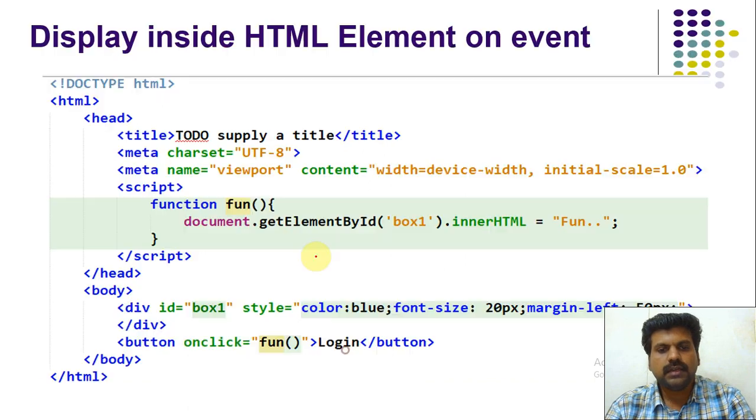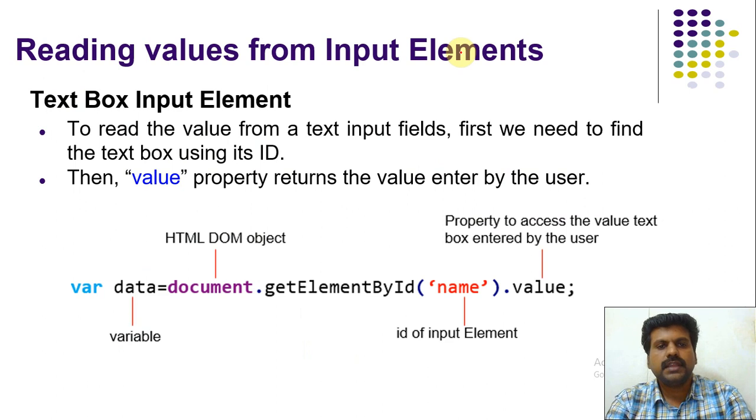So this is how to display inside an HTML element on an event. Next we are going to see how to read values from input elements. For example, if you have an input box and you want to get some data, how do you read the value? Reading the value is also done using the same property called value.